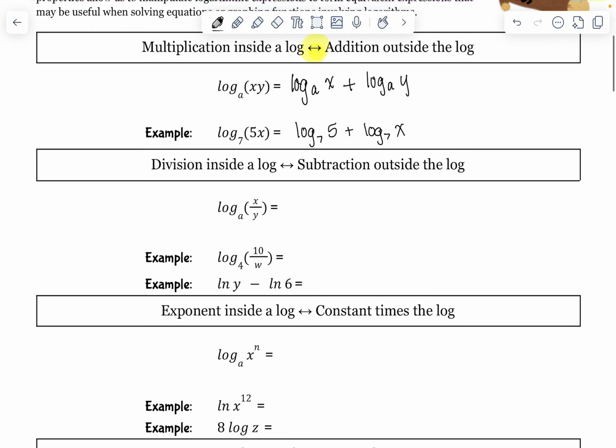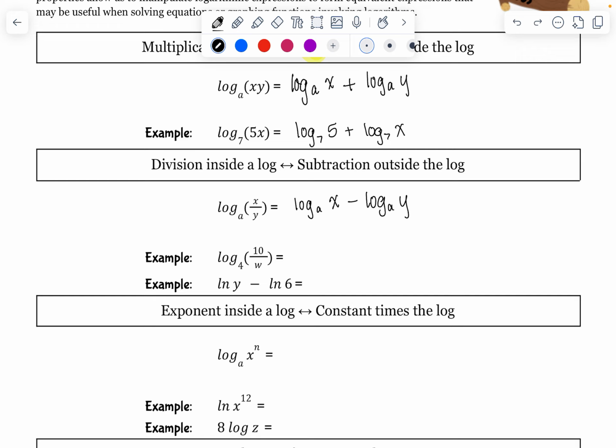Next, we can have division on the inside of a log. If we have division on the inside, that will turn into subtraction on the outside. So I can rewrite this as log base a of x minus log base a of y. For this one, order does matter. So when I look at my fraction inside of my logarithm, I have x being divided by y, which means x has to be written first, and then I'm subtracting the logarithm with y in it from it. So order does matter.